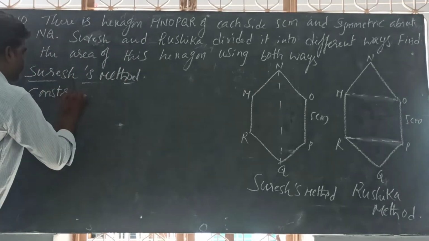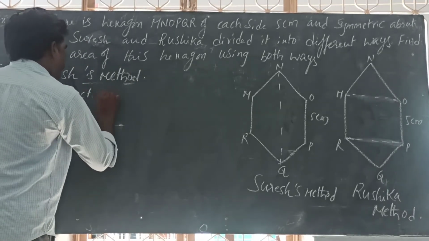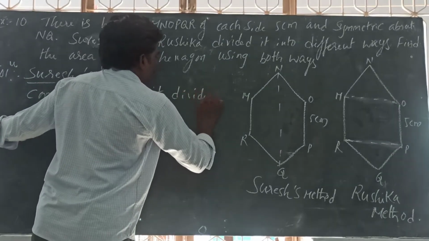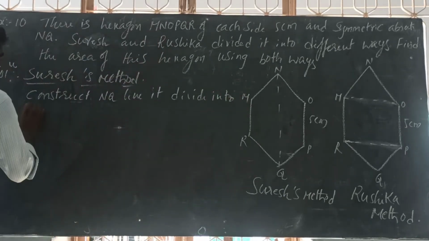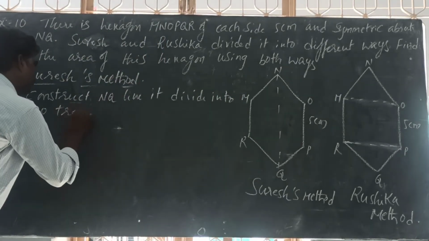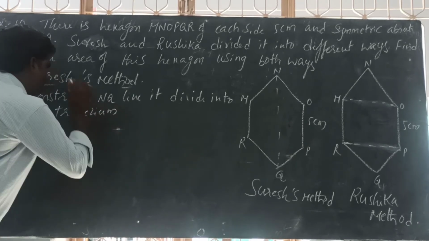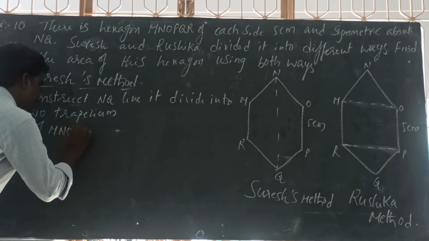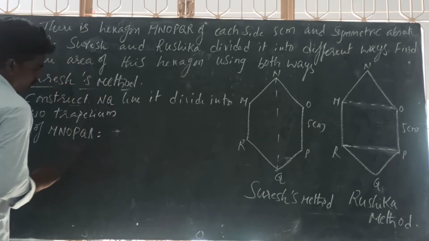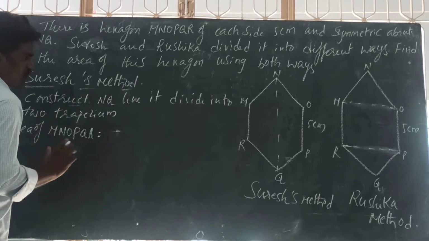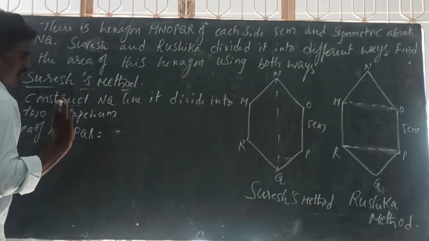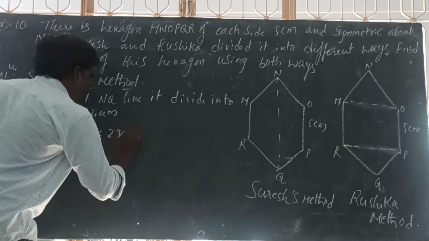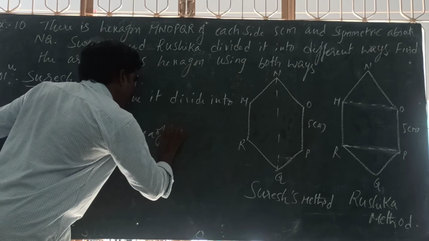Construct line NQ to divide it into two trapeziums. So the area of hexagon MNOPQR: these two trapeziums are equal. Why? Because in the hexagon all sides are equal. So here the area of hexagon MNOPQR is equal to 2 times the area of a trapezium.